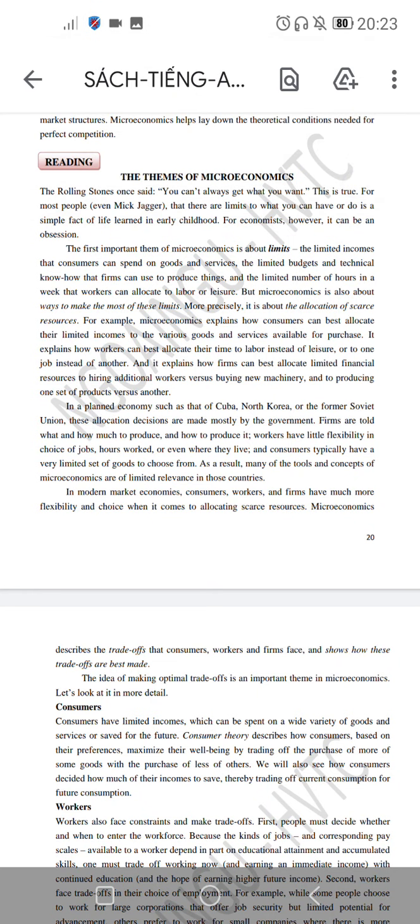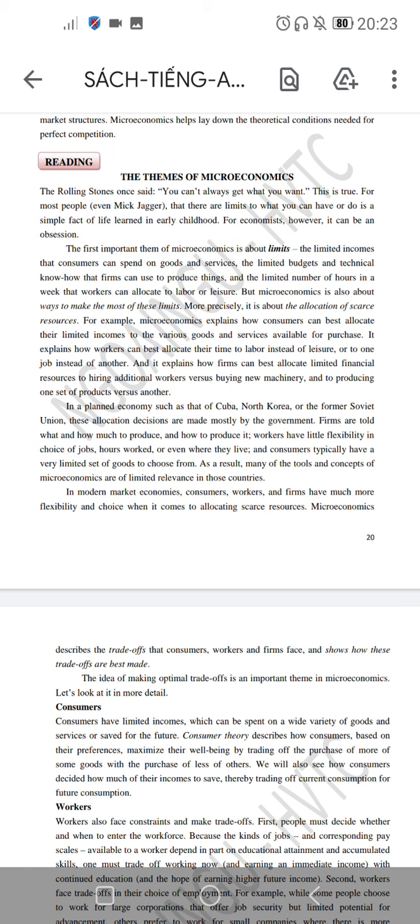The themes of microeconomics. The Rolling Stones once said, "You can't always get what you want." This is true. For most people, even children, the fact that there are limits to what you can have or do is a simple fact of life learned in early childhood. For economists, however, it can be an obsession. Much of microeconomics is about limits.